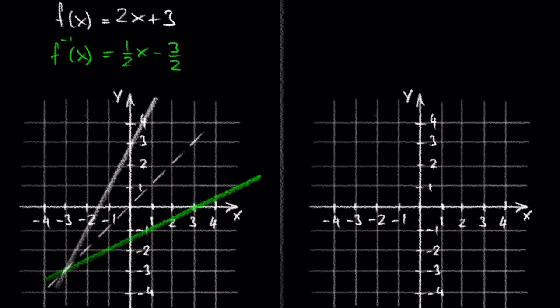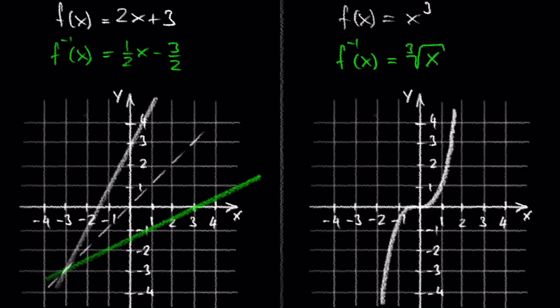Let's look at another example for the sake of practice. F of x equals x cubed and f inverse of x equals the third root of x. Recall that the graph of the cubic function f of x equals x cubed looks like this. We see that this is a one-to-one function because when we draw a horizontal line, the horizontal line intersects the graph only once at any point of the graph.